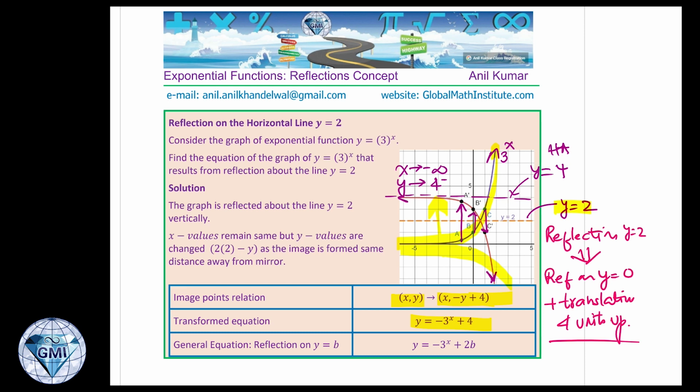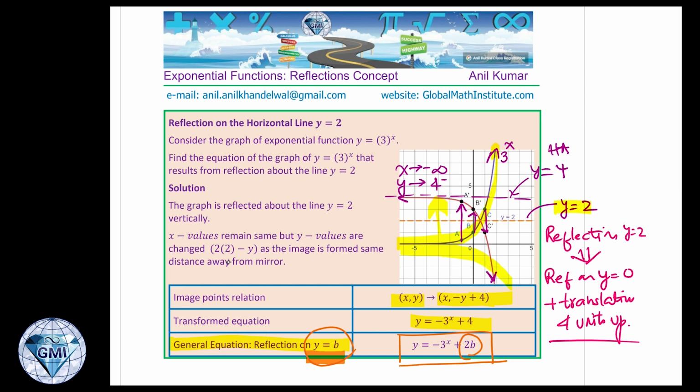Now, let us try to generalize the result. How will you generalize this result? That is to say, what happens when you reflect on y equals b? That is the whole question, right? So if you have y equals b, in that case, the translation will be 2b. You get the idea, right? So the equation will be y equals minus 3 to the power of x plus 2b, right? So that becomes the general equation after reflecting any graph about a horizontal line.